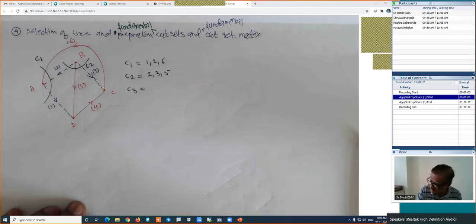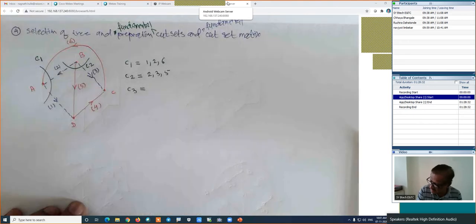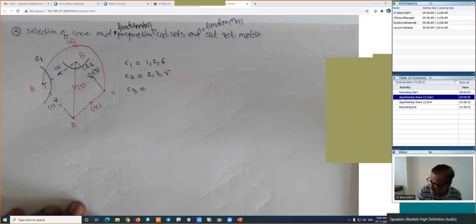How will be the valid fundamental cut set number 3, which includes this branch number 4, and we should consider only this tree branch. Then I am expecting the answer from your side. I will come back to you. Now look at how will be the cut set number 3.